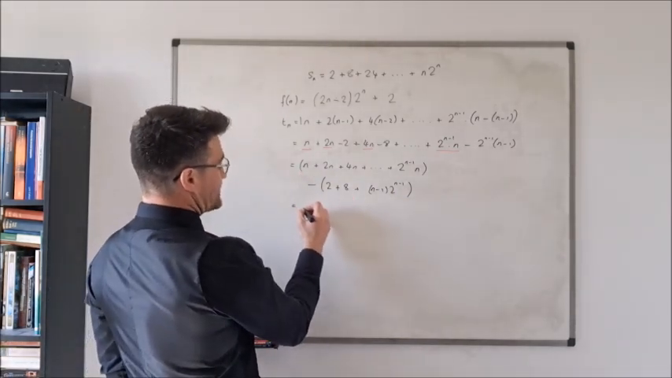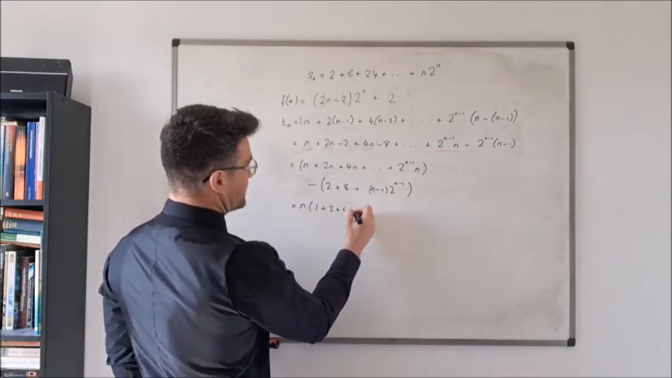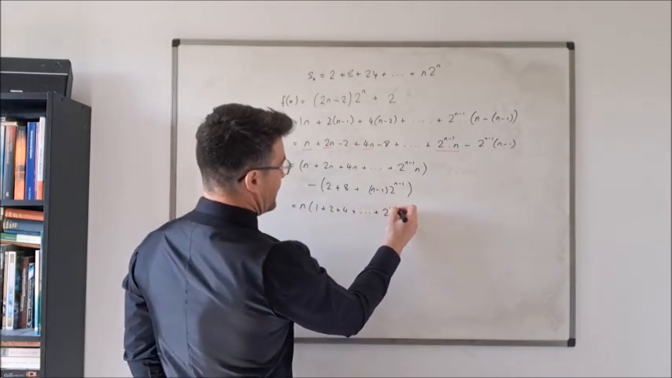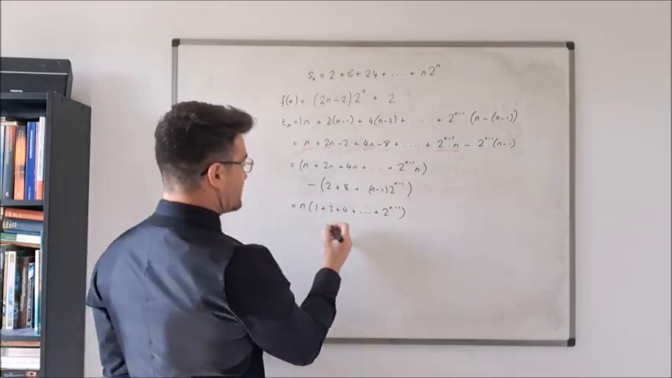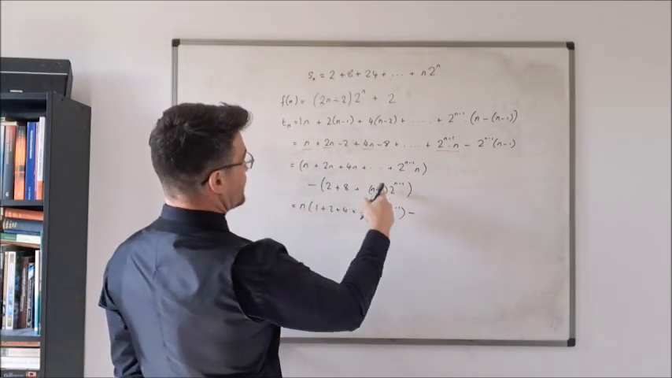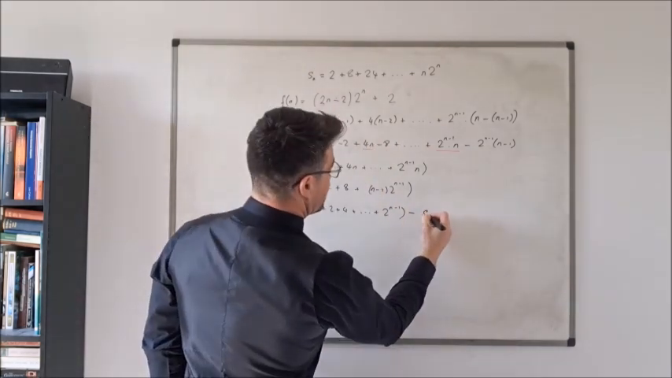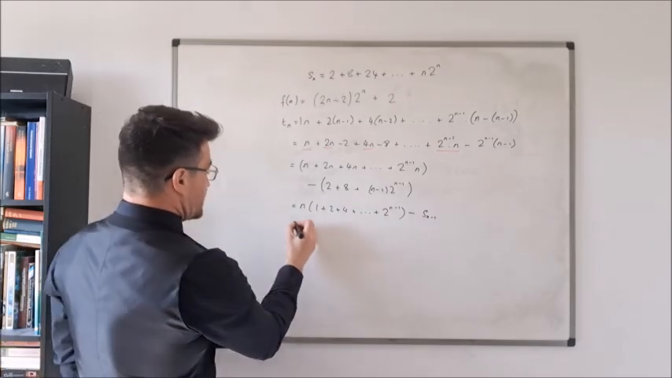Well, I can take n out as a common factor, so I get n times (1 plus 2 plus 4 plus up to 2 to the power of n minus 1). That's just the geometric series. That's going to be easy to deal with. Minus, and this I recognize as being Sn minus 1.